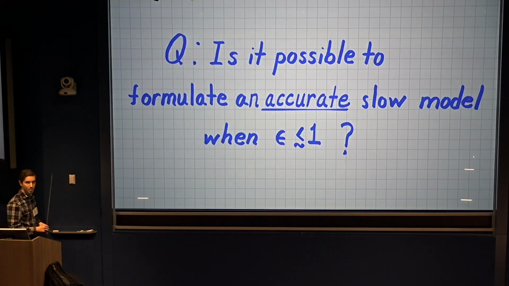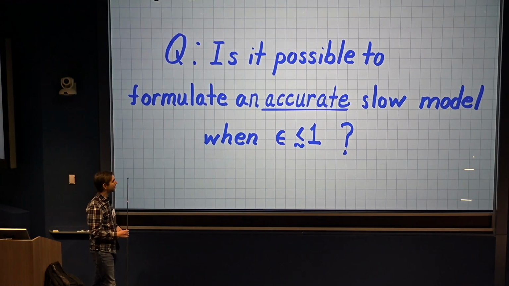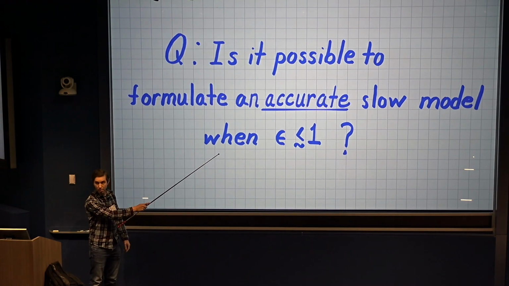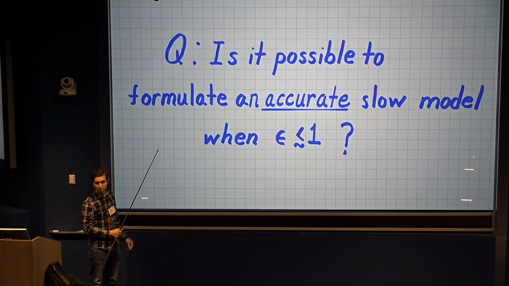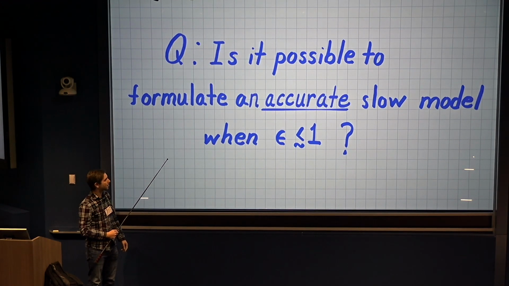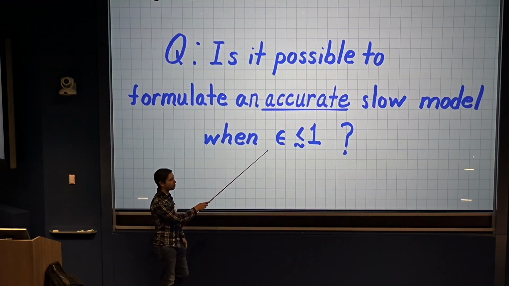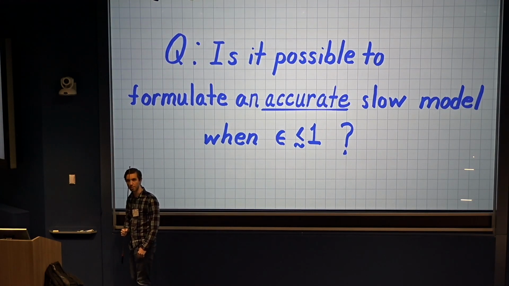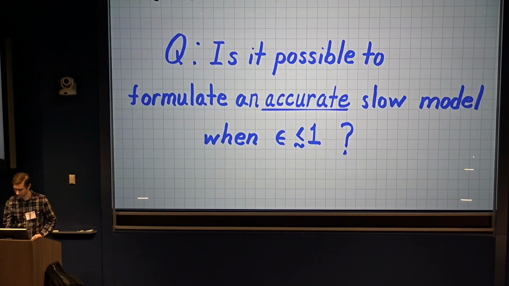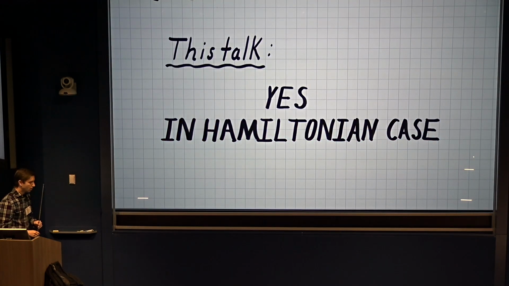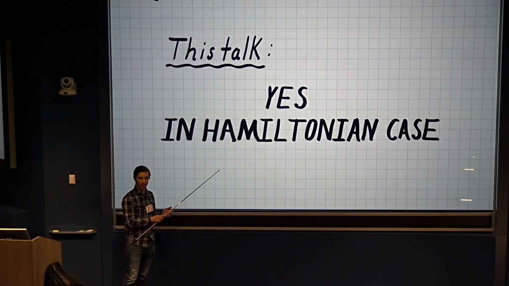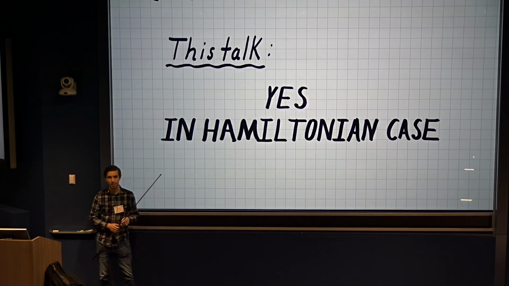So here's the problem. Here's the real subject of this talk. Is it possible to formulate an accurate slow model in the sense that I described in Kruskal's theory, when we're in this marginal regime, where we're starting to see this collapse of the optimal truncation order? And the answer, I claim, is yes, at least in the Hamiltonian case, which is the case that's relevant to alphas and stellarators.